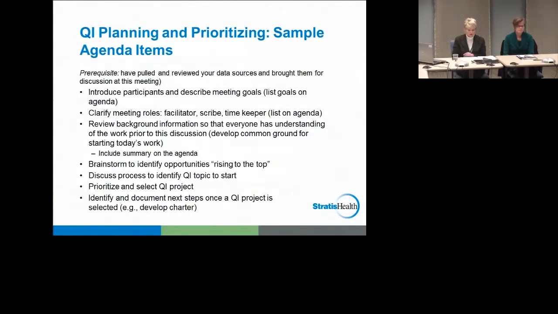So this first one here is for the QI planning and prioritization sample agenda. And your team might be meeting to consider what opportunities for improvement do we want to work on. And so they need to decide that and prioritize what would be important to work on. So in this example, you will note on the agenda that there is a prerequisite. So before bringing the group together, there's going to be homework. And the whole idea for that is that people will have some background and something to share with the group.